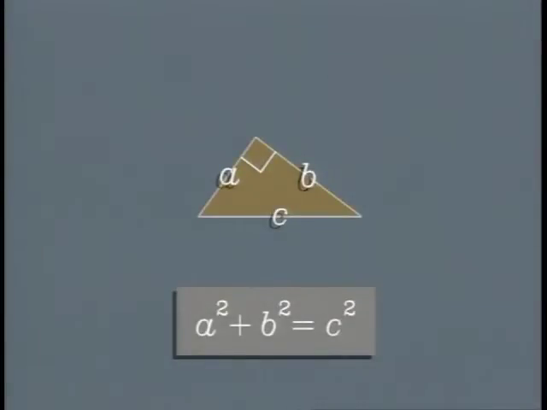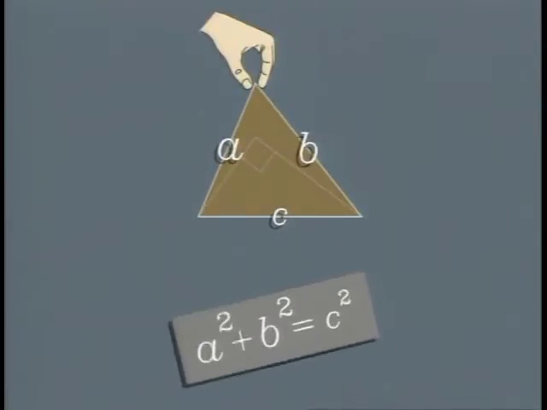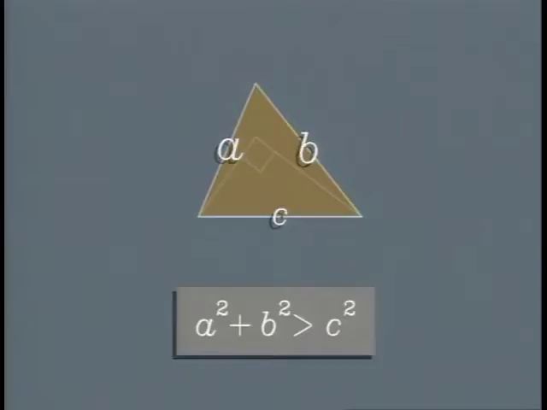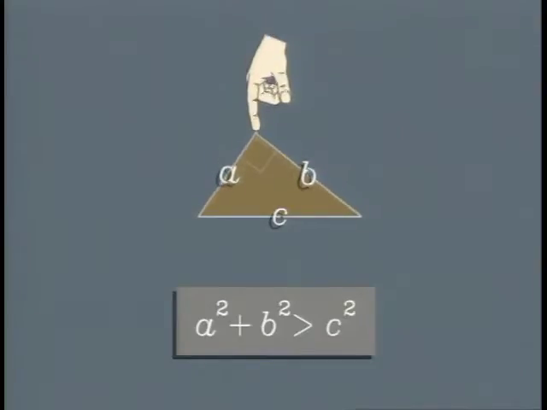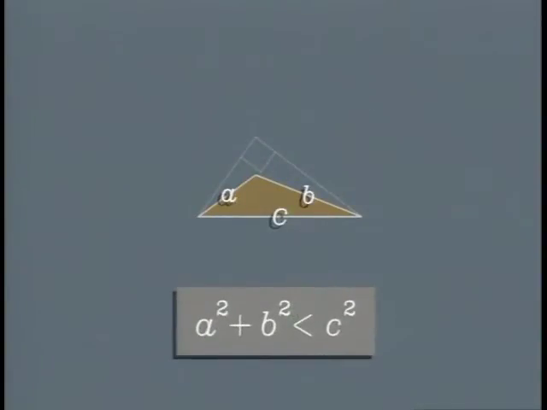Let's look again at the Pythagorean theorem. Something interesting happens if we change the right angle. Keep this side fixed, but move the opposite vertex up or down along this perpendicular line. As the vertex moves up, the angle decreases, but both a and b increase, so a squared plus b squared is greater than c squared. When it moves down, the angle increases, but both a and b decrease, so a squared plus b squared is less than c squared.